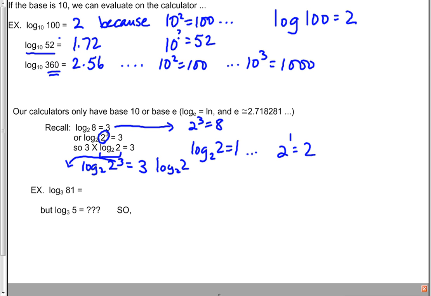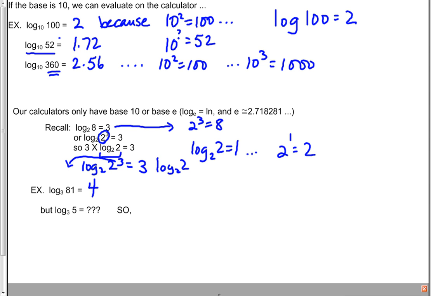Okay, we're going to try this one. Log base 3 of 81. 3 to the what is 81 is basically the question that I'm asking myself, and this number would be nice. 3 to the power of 4 is 81, so that's a nice one. But what about log base 3 of 5? That's not going to be such a pretty number. Here's how we would solve it. I'm going to take the log of both sides.